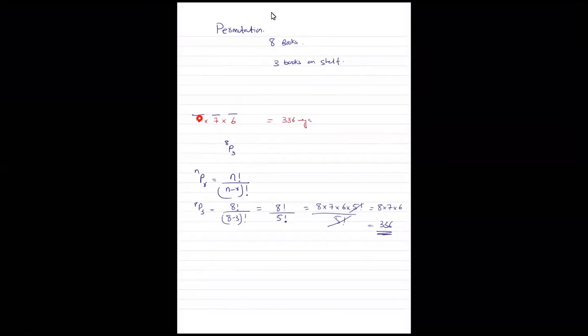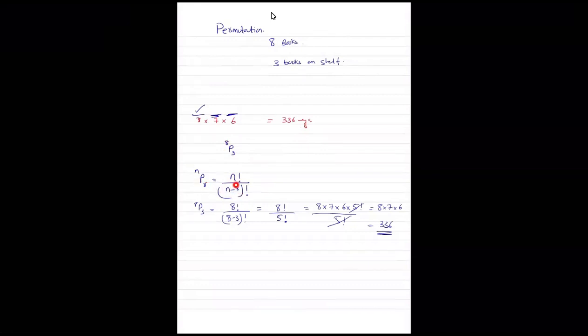The first space will have 8 options because we have 8 books. Let's say you place one of the books over here. Now you have 7 books left. So the second space will have 7 options, and the third space will have 6 options. You multiply these possibilities and you get 336 ways. So you could have calculated the same value of 8P3 without the calculator by using this formula.